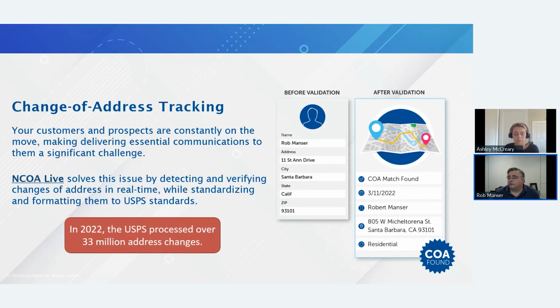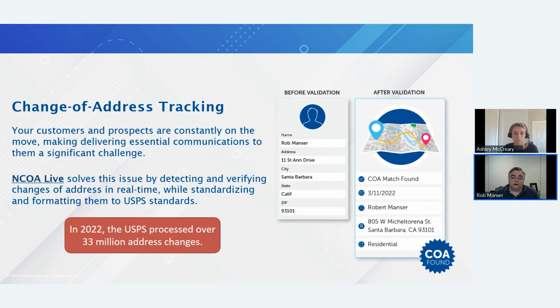Our change of address service will go back the last 18 months and look to see if there's been a change of address at the given address, if that address has been reported as changed to another address. We'll be able to update your data with these updates. It also will come in standardized and formatted to the USPS standards, which helps with postage and preventing return mail and stuff like that.